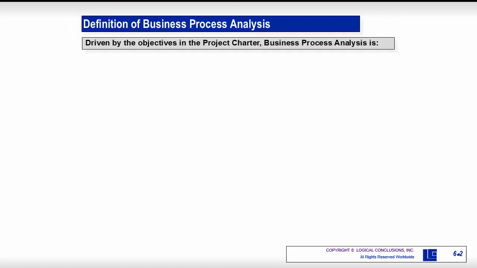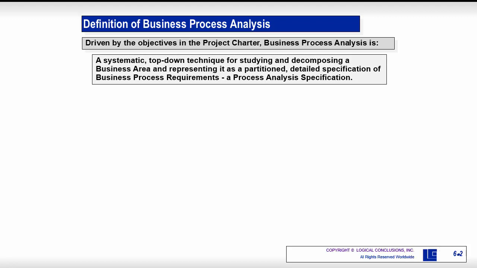First, let me state my formal definition of business process analysis. Driven by objectives in the project charter, business process analysis is a systematic, top-down technique for studying and decomposing a business area and representing it as a partitioned, detailed specification of business process requirements, a process analysis specification. An analyst is equivalent to an architect. They have the tools to be able to document house requirements, but the customer has to tell them the requirements.